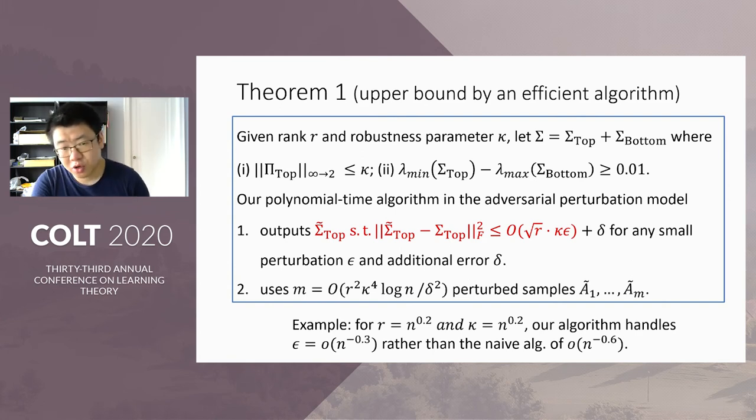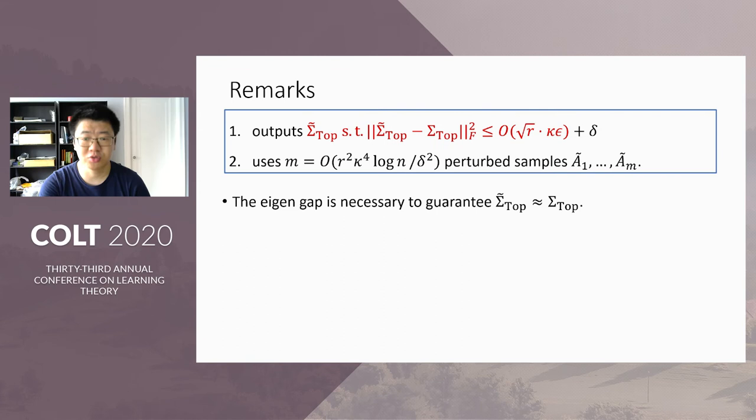Okay. So a few more remarks about this theorem. The first thing I want to say is that the eigen gap between sigma top and sigma bottom is necessary to make sure our output sigma tilde top is close to sigma top. Then I want to say a few things about the sample complexity.